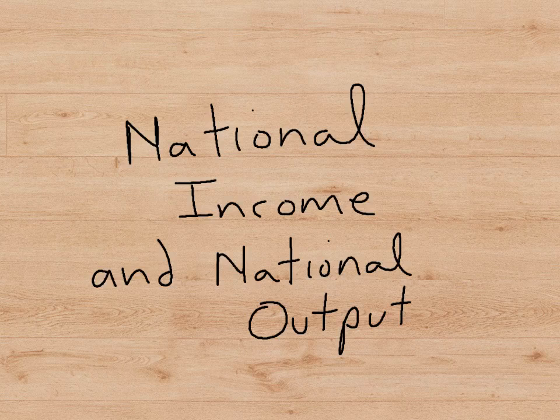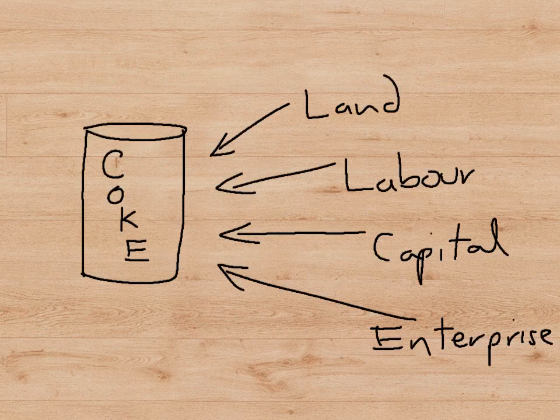This presentation is going to look at the relationship between national income and national output. It's going to show that national income is actually identical to national output, and that these two phrases are just two ways of saying exactly the same thing. To show this, let's look at the production of a can of Coca-Cola.